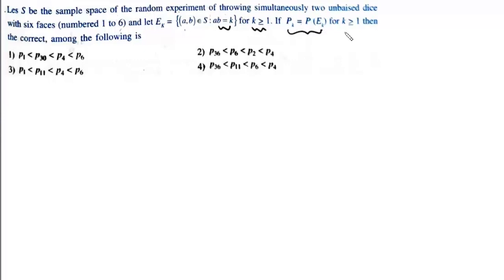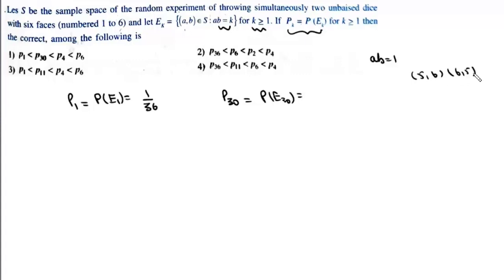Now if we look at P1, P1 is basically the probability of E1, and E1 is when the product of both the numbers is 1. So this is only one case, that is (1, 1). So this probability is simply 1 by 36. Now if we look at P30, P30 is the probability that the product is 30. We get the product as 30 if it is either (5, 6) or (6, 5), and there is no other possibility. So here it will be 2 by 36.